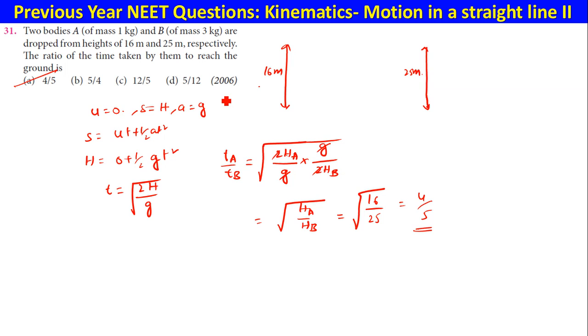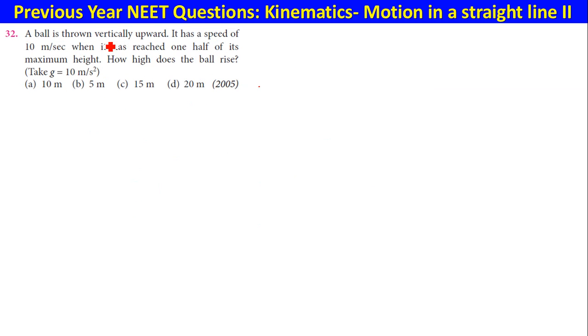Yes, correct. Next one, a ball is thrown vertically upward. It's going vertically upwards now. Okay, it has a speed of 10 meter per second when it has reached half of its maximum height. When it reaches maximum height, velocity becomes 0. Half of the height, that is the total distance, is h. Okay, when it reaches half of the height, h by 2, it has a velocity v is equal to 10 meter per second. Let us say that is v dash. Understand? Now let us take the acceleration as g, 10 meter per second square.